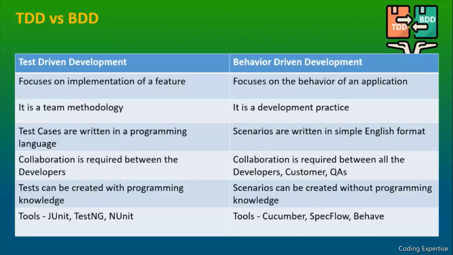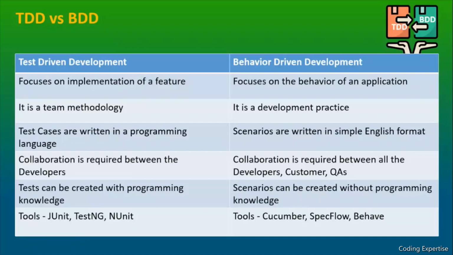I don't want to repeat the things which we talked about earlier. Let's try to wrap this up quickly. TDD focuses on the implementation of a feature. In BDD, we focus on the behavior of the application. It's a team methodology, while TDD is a development practice, and test cases are written in a programming language. And here, the scenarios are written in simple English format.